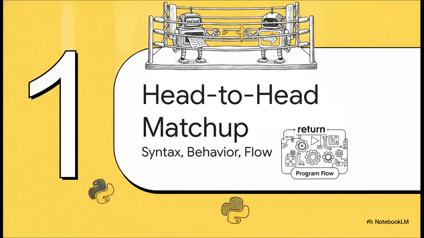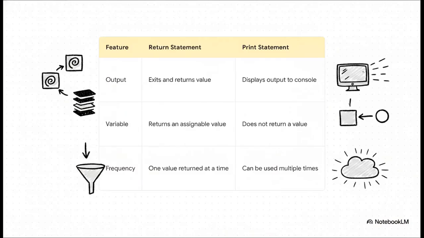All right, let's move into section 1, the head-to-head matchup covering syntax, behavior, and flow. If we break down the data from Geeks for Geeks into a simple matrix, the core differences are actually pretty stark. First up, output. Return exits a function and hands a value back, while print just displays text to the console. Second, variable assignment. Return gives you a real, usable value that can be assigned or used in an equation, whereas print gives you nothing, just a big ol' None.